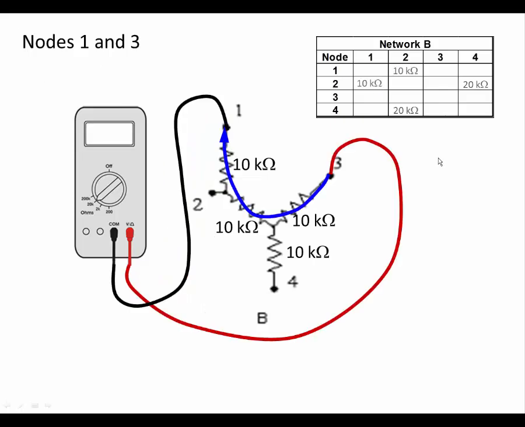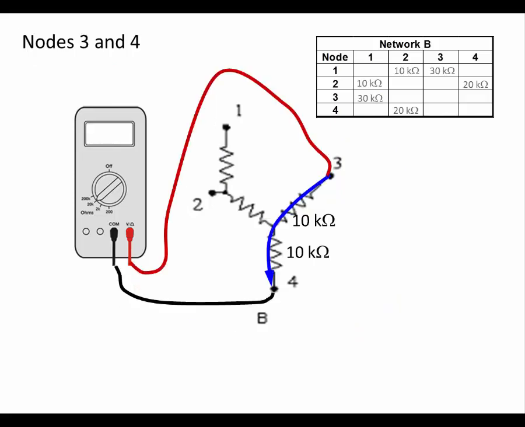Continuing on, between nodes 1 and 3, we would expect to measure a net resistance of 30 kiloohms because there are 3 10K resistors in series. So indeed, we would measure 30 kiloohms between nodes 1 and 3, and we can add those values to the table of what we would expect to measure for this particular network.